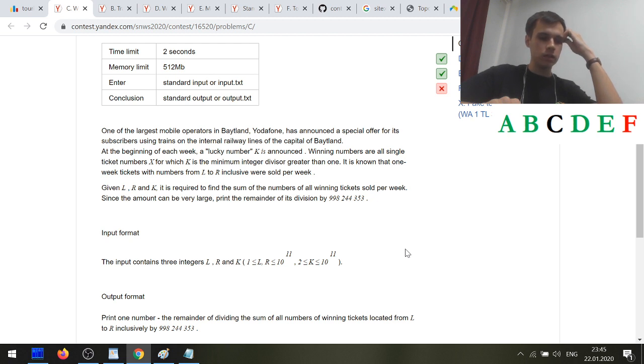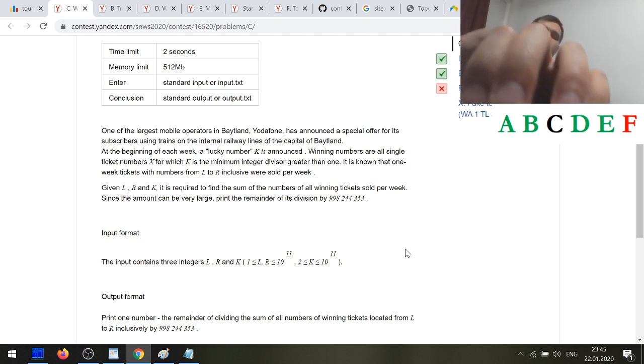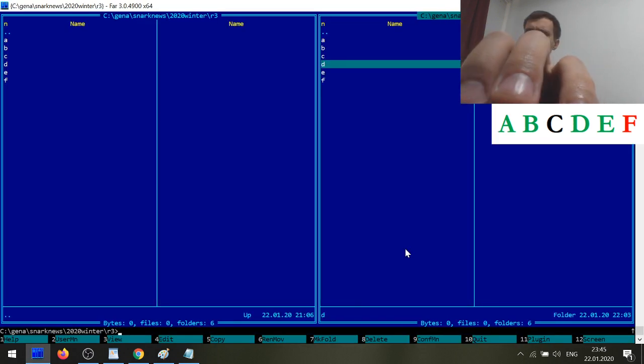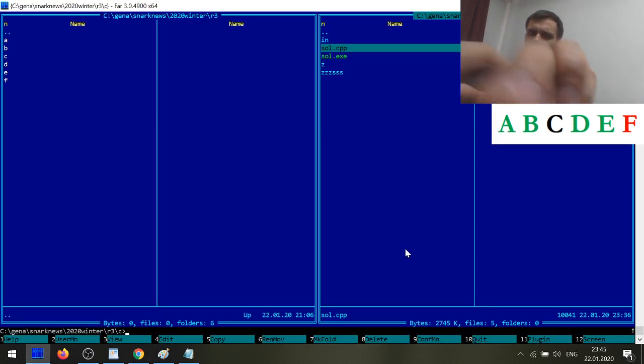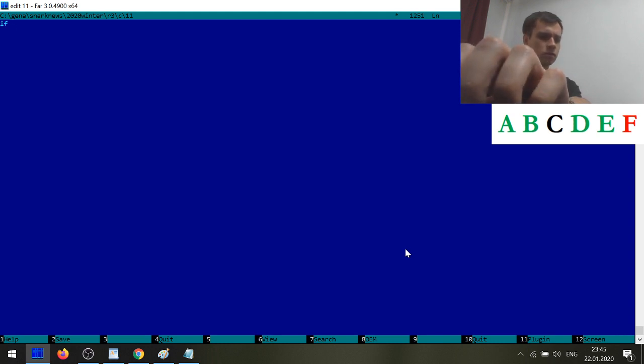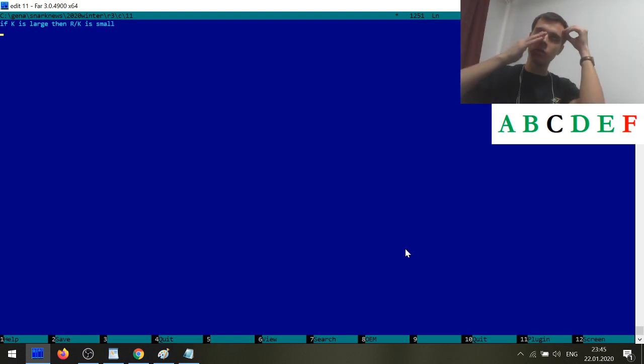Yeah, okay, I see. If K is large, then R divided by K is small, and I check X at most one time. I mean, still... Yeah, I haven't understood the solution for F. Anyway, so if K is large, then R divided by K is small. Okay. So what's the complexity anyway? I check all X at most one time, right?